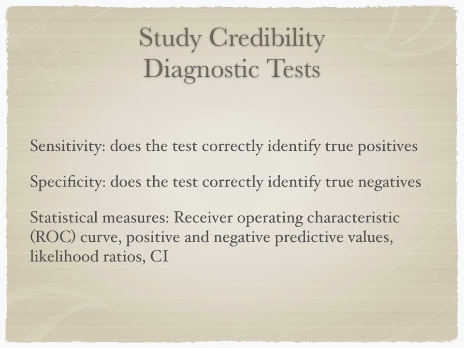Finally, look at the statistical measures used in the study. Some common ones are receiver operating characteristic curves or ROC curves, positive and negative predictive values, likelihood ratios, and CIs.